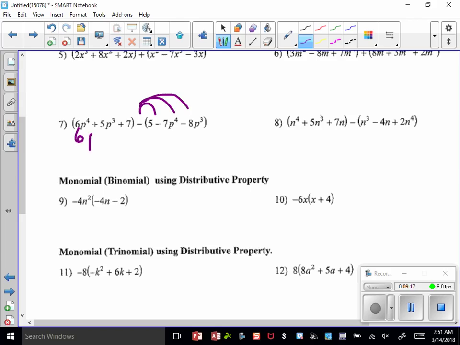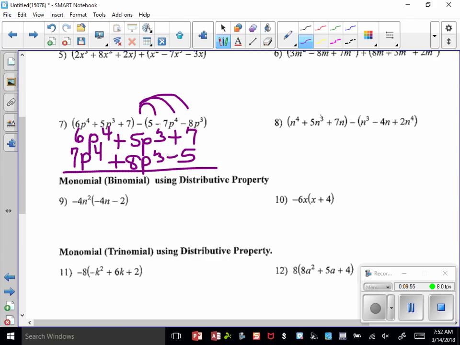Okay, I'm going to rewrite it vertically, 6p to the fourth. I'm going to change that negative 7p to the fourth to positive 7p to the fourth. Now I'm going to do my p to the third, so I'm going to put plus 5p to the third. Okay, and this is going to be a plus 8p to the third. And then I'll do my constants, plus 7 and minus 5. So I've already changed the signs as I actually put them together.